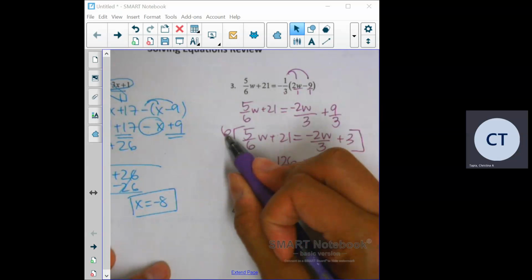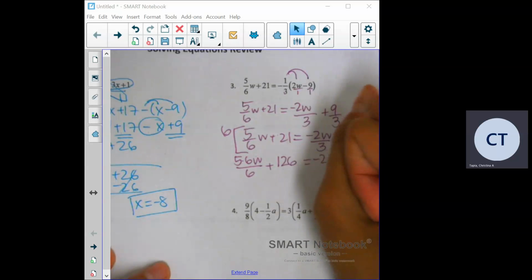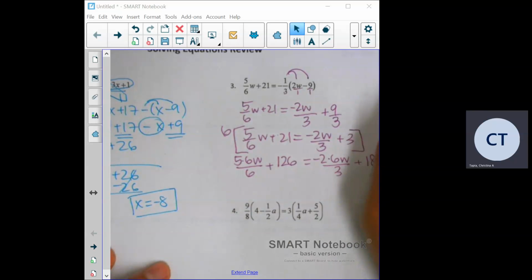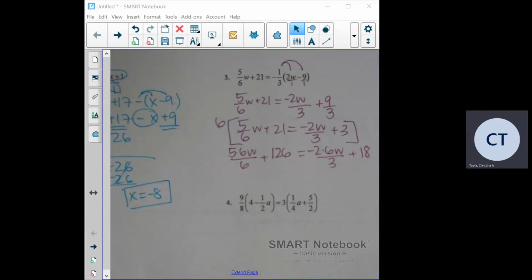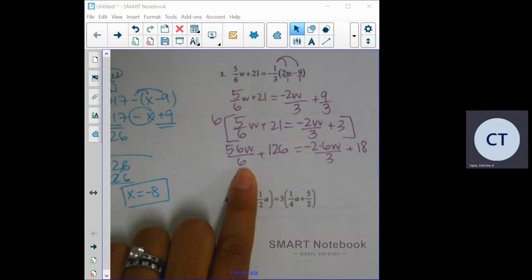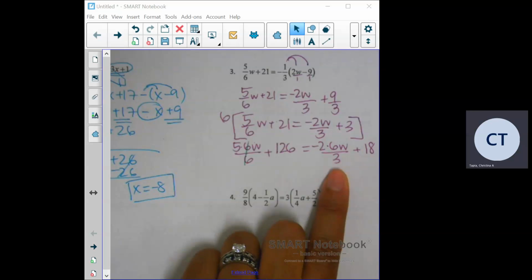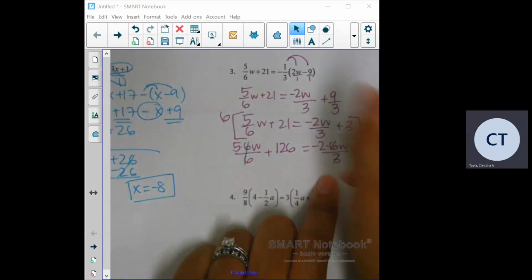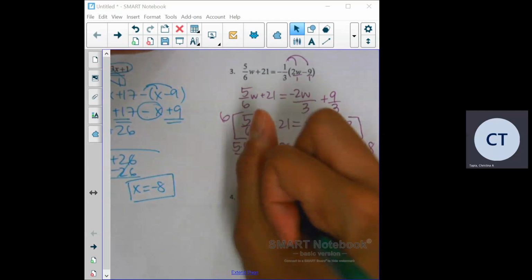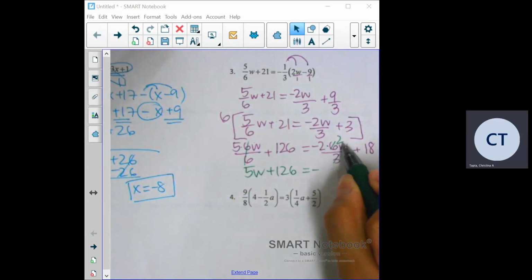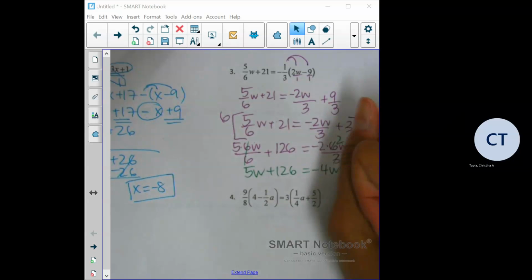And that's going to equal 6 times negative 2. Okay, I'm going to write that out. Negative 2 times 6w over 3 plus 6 times 3 at the end, which is 18. You're like, Ms. Tapia, you lied. You said you were going to cancel them. Thought something went away. Can anything cancel here? Well, not cancel, but can anything reduce? 6 over 3 reduces to 2. So my equation is 5w plus 126 equals negative 2 times 2 is going to give me 4w plus 18.